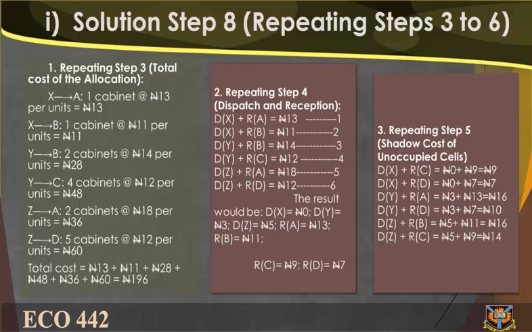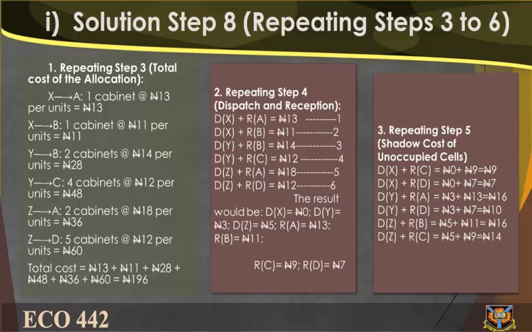6. The result would be D(X) equals 0 naira, D(Y) equals 3 naira, D(Z) equals 5 naira, R(A) equals 13 naira, R(B) equals 11 naira, R(C) equals 9 naira, R(D) equals 7 naira.